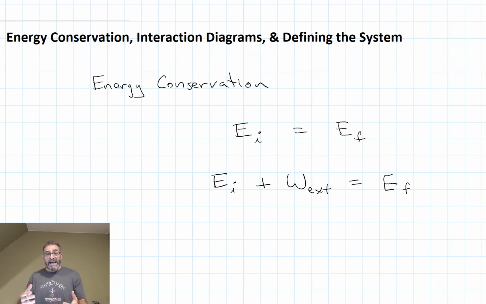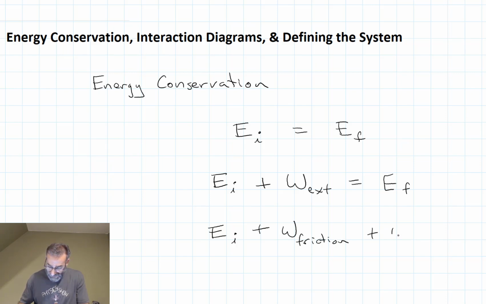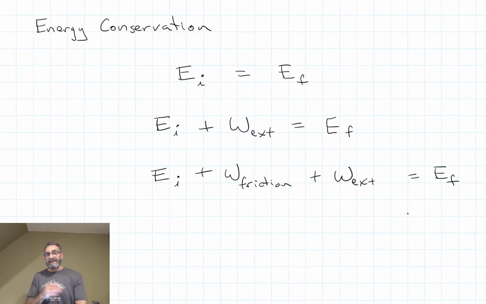We either have to subtract something from the left side of our equation or add something to the right side of our equation, because we know we're going to end up with less mechanical energy at the end than we started with because of friction. So we subtract something from the left side of our equation or add something to the right side of our equation. We usually write it like this. The initial energy plus the work done by friction plus the work done by external forces is equal to our final mechanical energy.